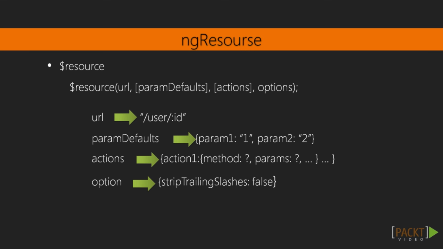The actions parameter is a hash with declarations of custom actions that should extend the default set of resource actions. By default, these are the actions available in the resource service and their respective methods. Finally, we've got the options parameter. That is a hash and is supposed to contain custom settings, but the only one available at the moment is the stripTrailingSlashes boolean that defaults to true and strips out any trailing slashes from your URL. You may need to set it to false depending on your backend.